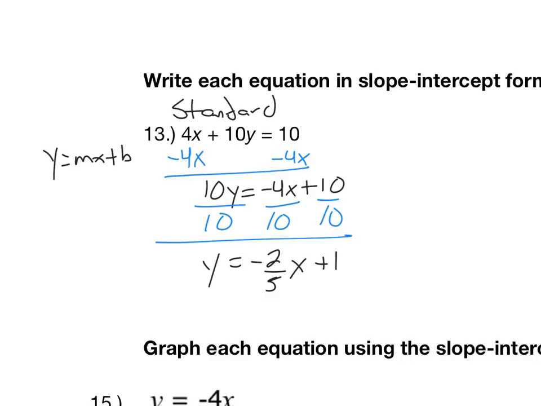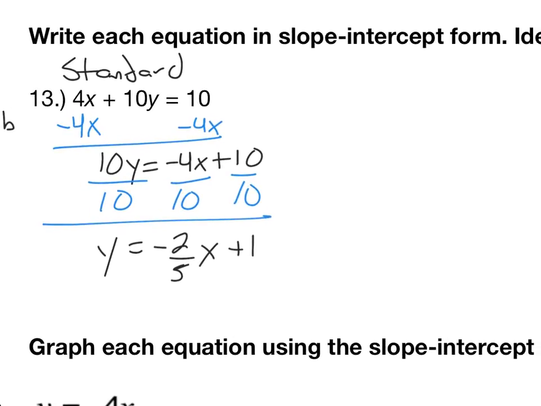Next, this problem tells you to identify the slope and the y-intercept once you have changed it to slope-intercept form. So the slope in this case, what would m be? -2/5. And what would our y-intercept be? 1. Or if you wanted to write it as an ordered pair, (0, 1).